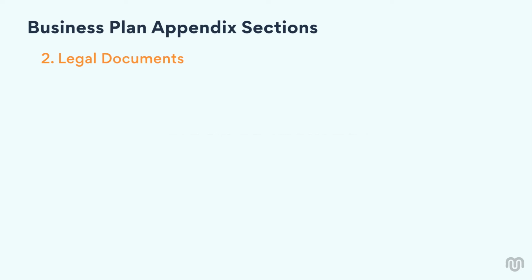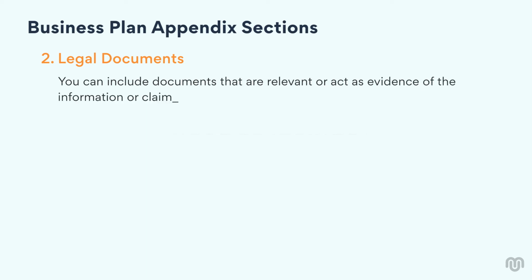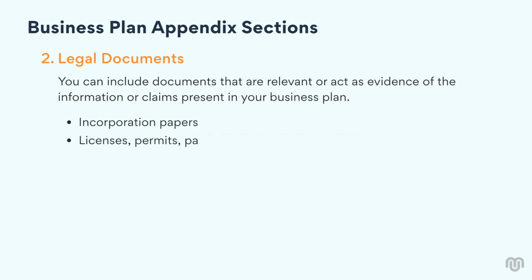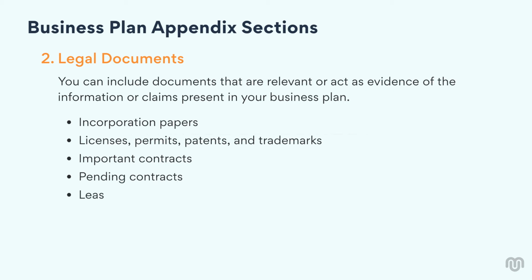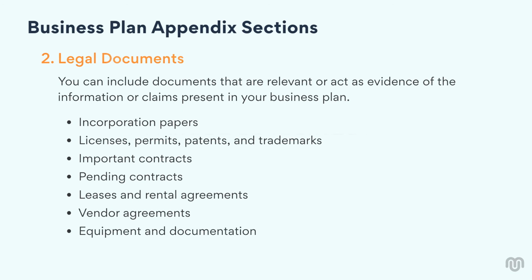Number 2. Legal documents. You can include documents that are relevant or act as evidence of the information or claims present in your business plan. Some of the documents are incorporation papers, licenses, permits, patents, and trademarks, important contracts, pending contracts, leases and rental agreements, vendor agreements, equipment and documentation.